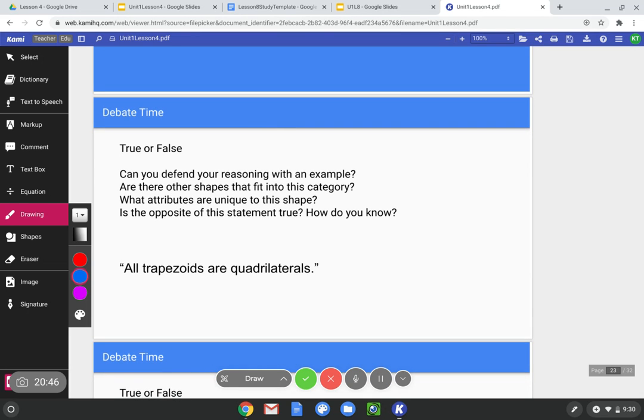Now we're going to have a little bit of a debate, true or false. Now you want to make sure that you can defend your reasoning with an example. Are there other shapes that fit into this category? What attributes are unique to this shape? Is the opposite of this statement true? How do you know? So this is going to be a lot of practice, and we want to make sure that we take the appropriate amount of time. So pause the video and give yourself time to do this independently before we go through it together. So I'm going to stop this video, and we are going to spend the next video going through these examples and getting in the right amount of practice. So to do the true or false, go to the next video.